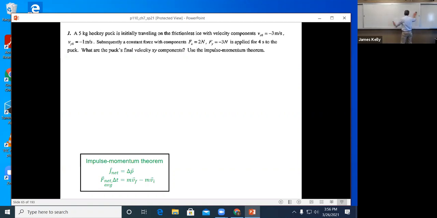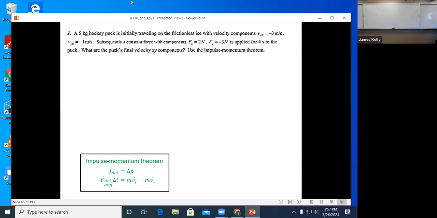Now, if you thought about this problem carefully, you could do it using kinematics. We would find out that if the force is constant, the acceleration is constant, we have the initial velocity, we could probably figure out what the final velocity is. But look, I'm going to encourage us to use the impulse momentum theorem here to figure out what the final velocity components are. So here they are right here. I'm going to write down the impulse momentum theorem. The shorthand form is the top version in the lower left box, and the expanded one is in the bottom there.